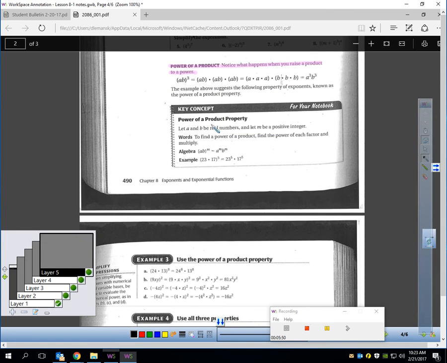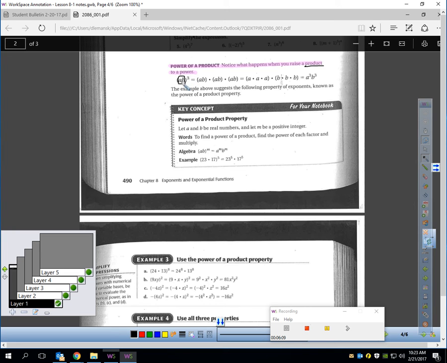Let's talk about the third and final property we're going to look at in this lesson. It's called the power of a product. Notice what happens when you raise a product to a power. Now remember, the word product means multiplication. Do you notice we have a multiplication raised to the third power? We have a times b raised to the third power.